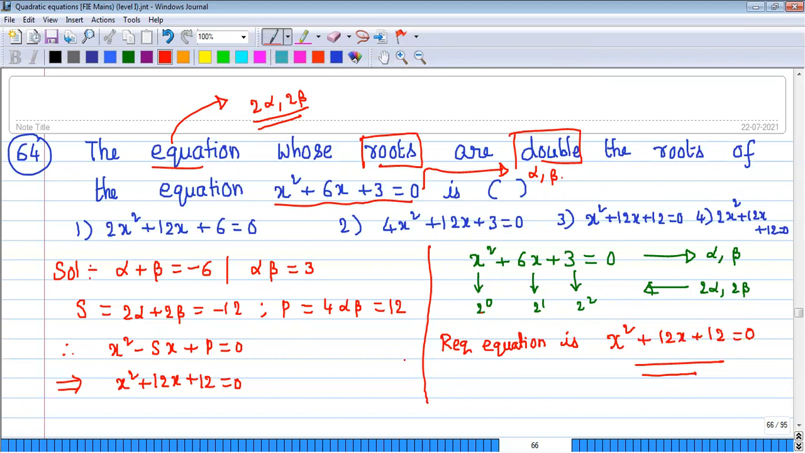Or else, another method you can adopt: put x for x by 2. So that means we get x square by 4 plus 6 into x by 2, 3x, plus 3 equals 0. Multiply with 4: x square plus 12x plus 12 is equal to 0.